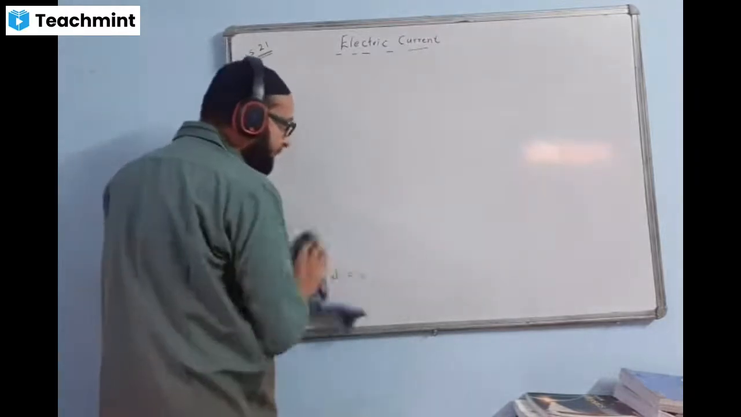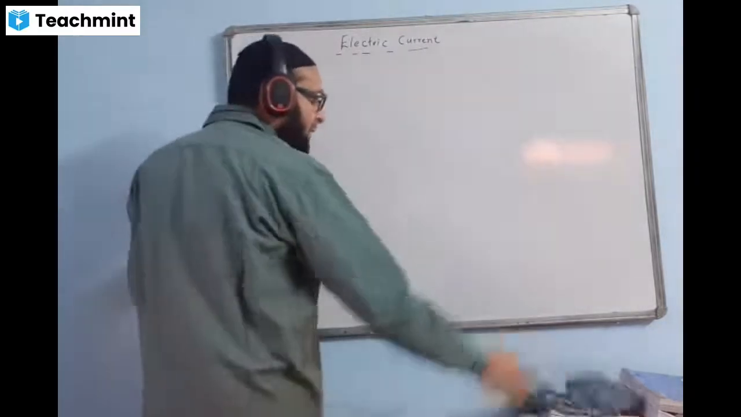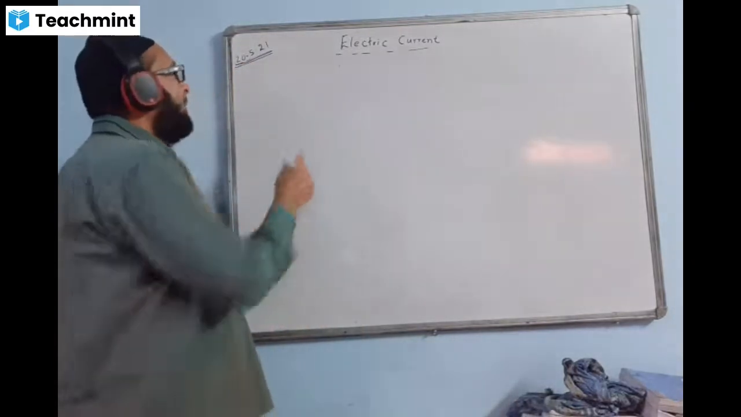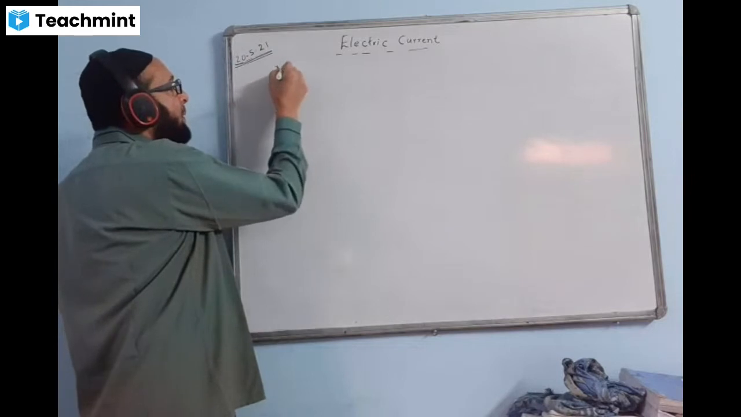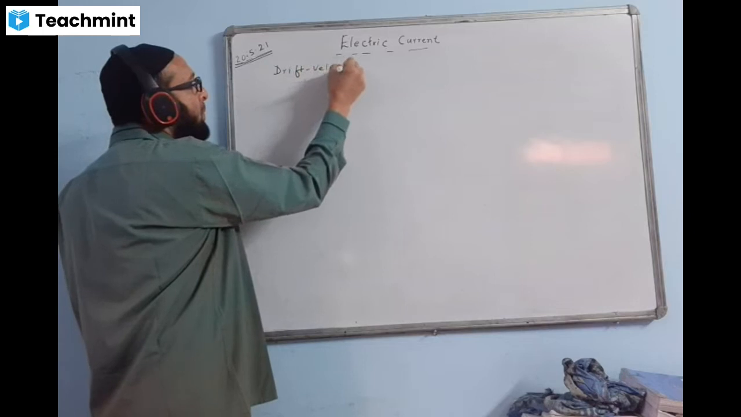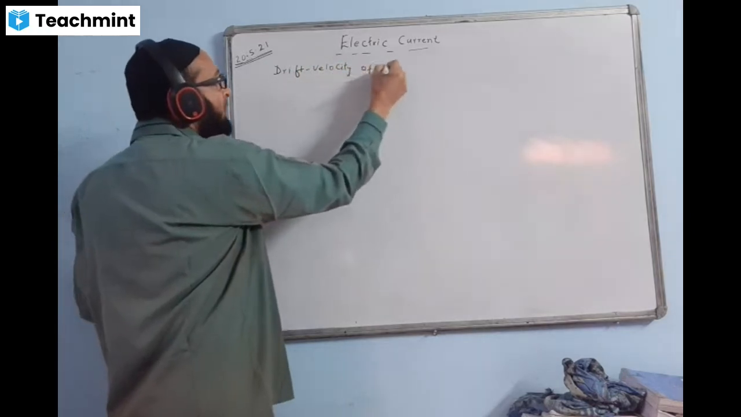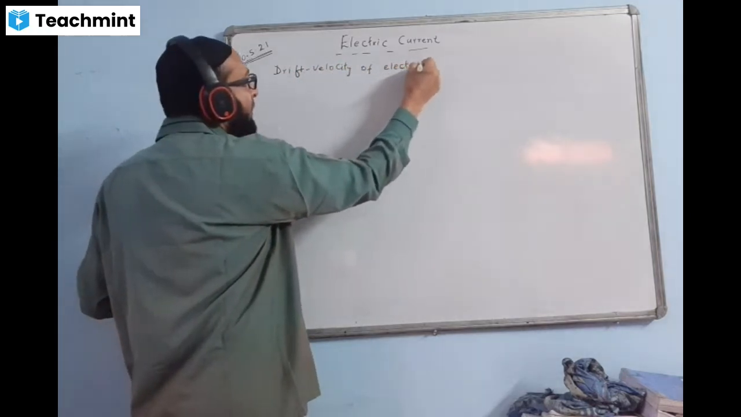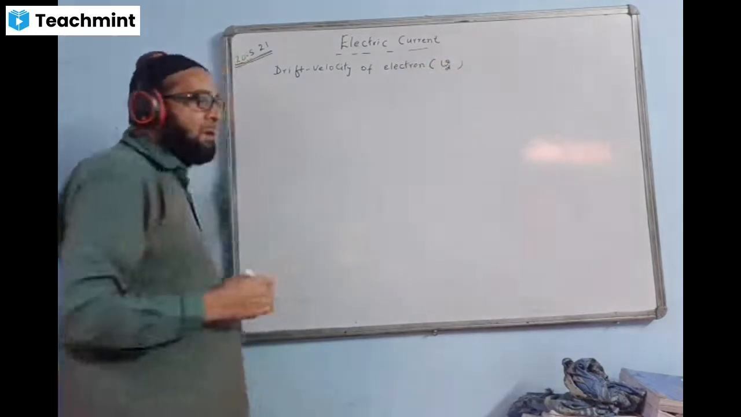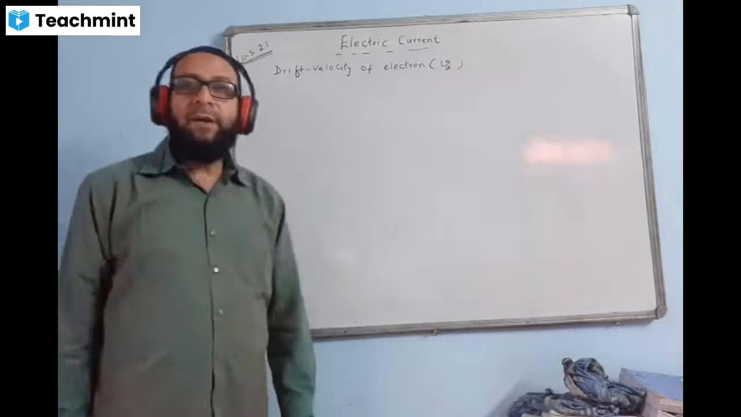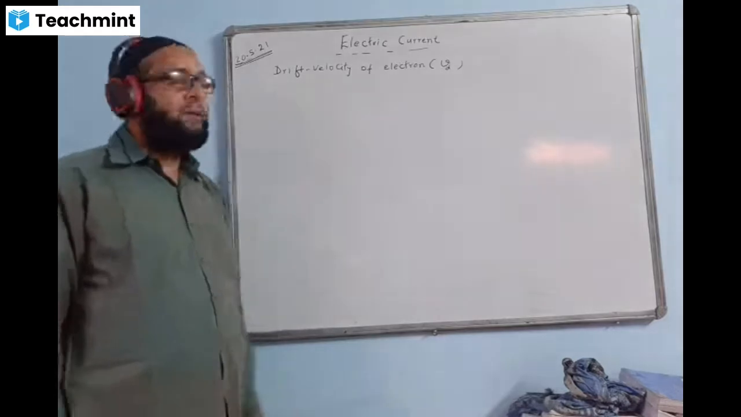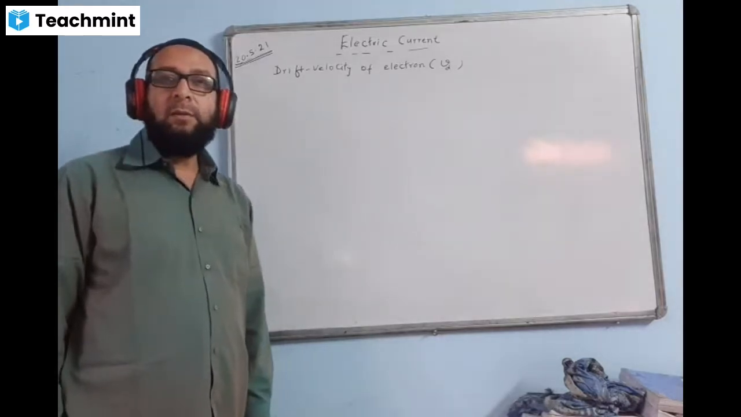Now give the next heading: drift velocity of electron, denoted by V with a small d in the subscript, V_d. V_d stands for drift velocity of electron. Drift velocity of electron is the heading.